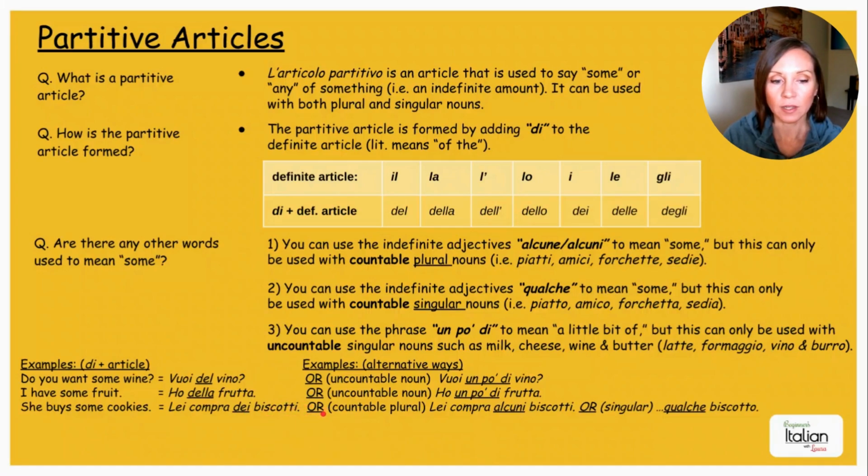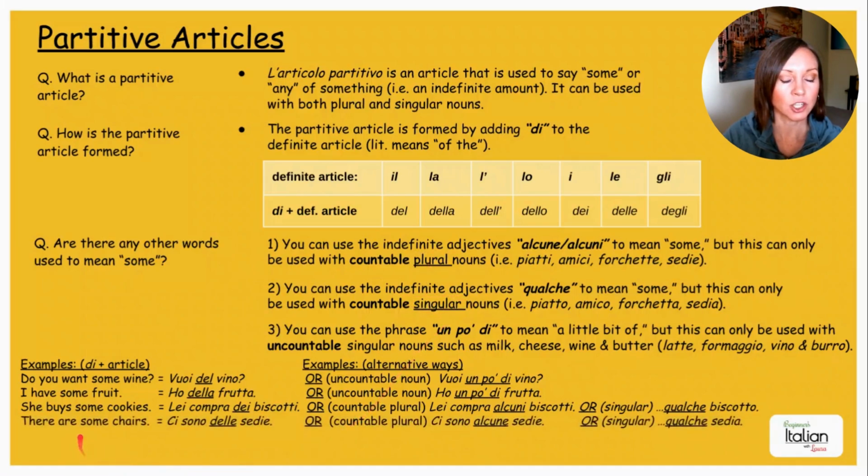Okay, masculine plural, biscotti, because it ends in an I there. So we could say dei, or because it's a countable plural noun, we can say lei compra alcuni biscotti, or we can use it in the singular to mean the exact same thing and say qualche biscotto. Okay, it just becomes singular here, but it means the exact same thing. Okay, so qualche, some, alcuni, some. The only difference is that in this case, we're using it as a plural noun, and in this case, we're using it as a singular noun.